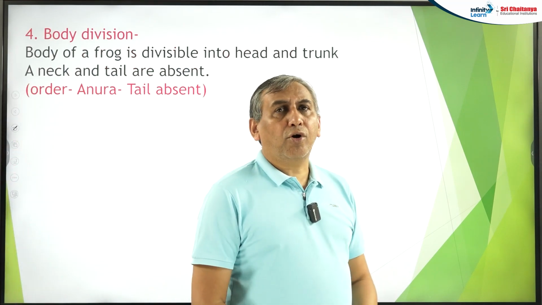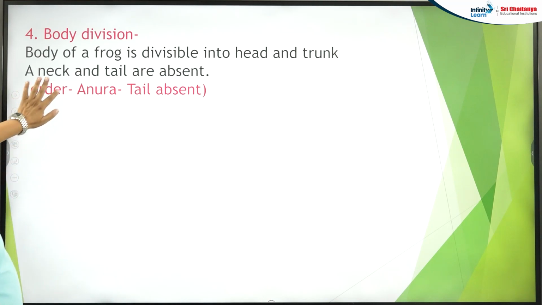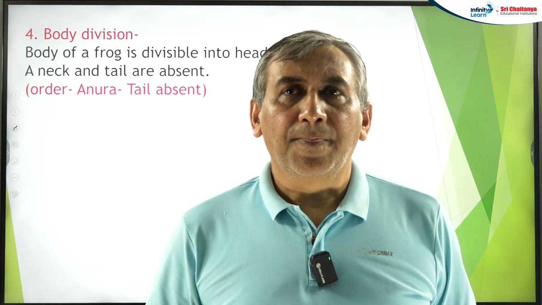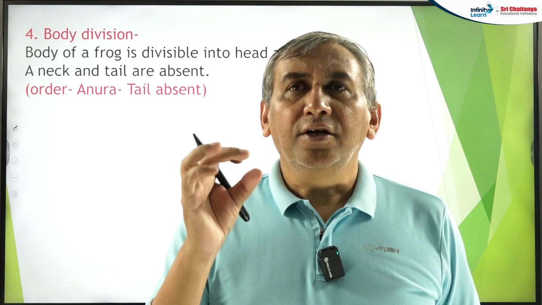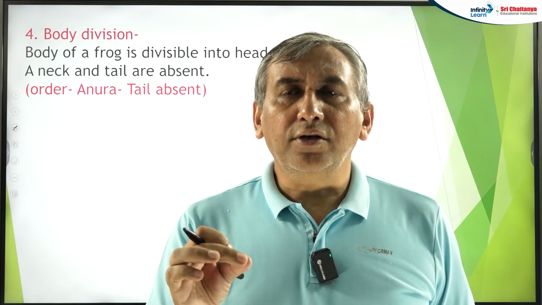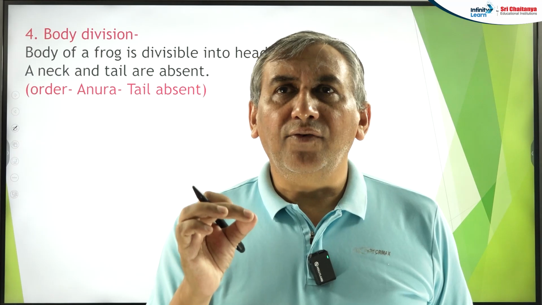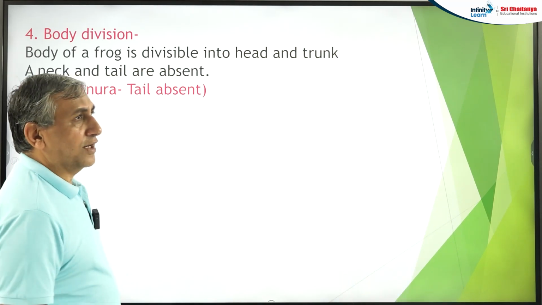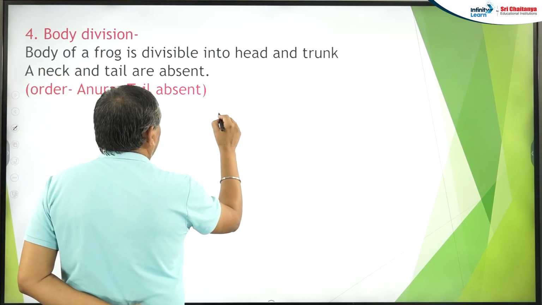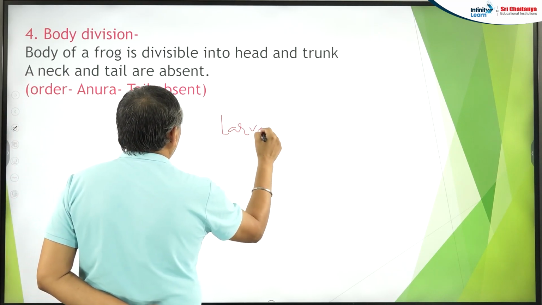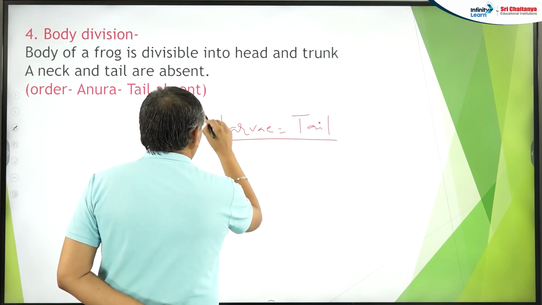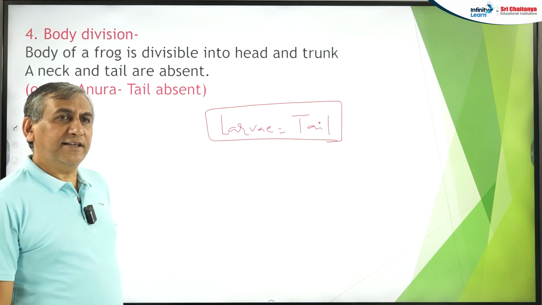Now, coming to the body division of frog, frog does not have a neck and it does not have a tail. But here you have to remember one very interesting point. If I ask a question, during the life cycle of frog, is the tail present or absent? The frog's larva is known as the tadpole, and the larva looks like a fish. It also has a tail. So in the life history of frog, the tail is present.